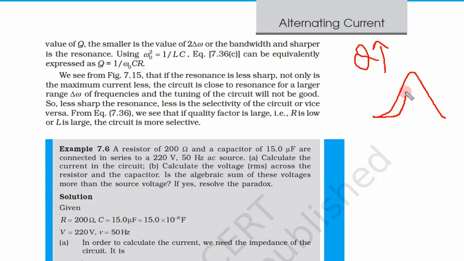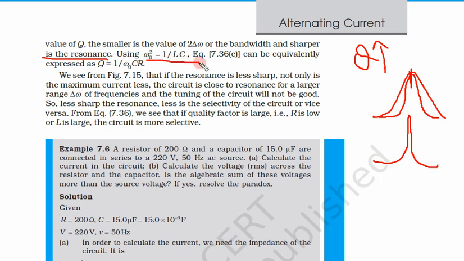narrower peak. This is a narrower peak. So when quality factor increases, we get a narrower peak, or the bandwidth, and sharper is the resonance. So resonance will be much sharper. If the quality factor is very high, we get a very sharp peak.